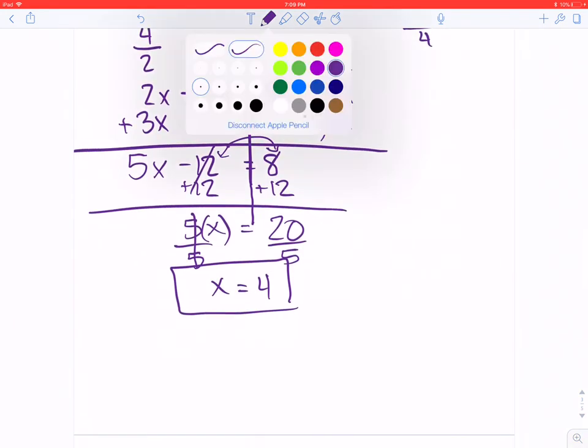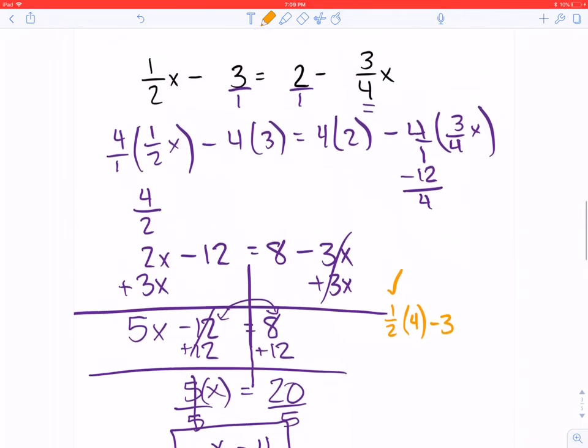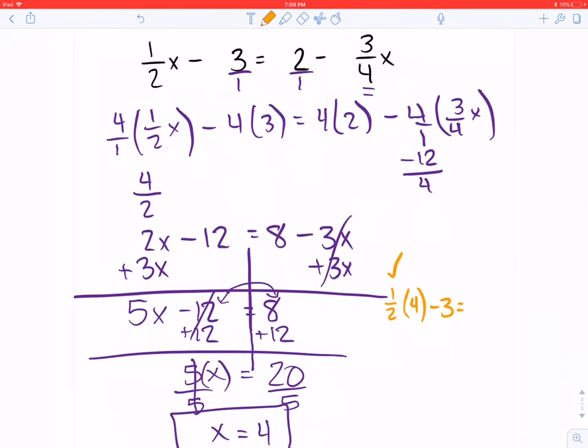Let's sneak some space in here to check our work. Let's check our work right here. So I have 1/2 times 4 minus 3. Sometimes it's easier to go back and look at the initial problem. Equals 2 minus 3/4 times 4. Everywhere I have an x, I'm plugging in my answer, which is 4.